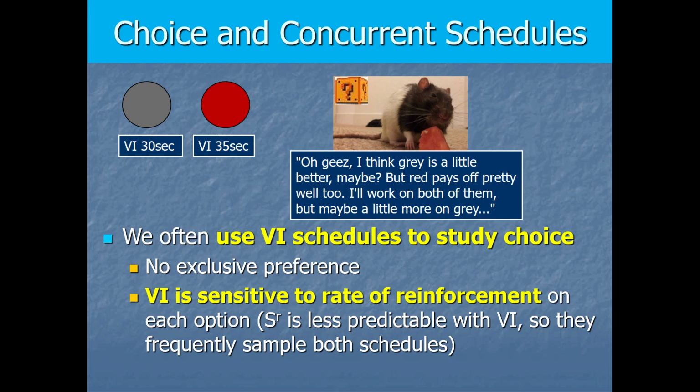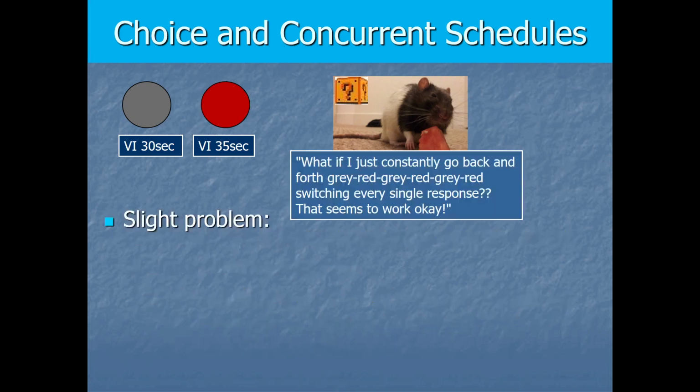But I'm going to mention one little side note at the end here. Just a methodological side note for concurrent schedules. There's a slight problem that can show up as a side effect with concurrent VI schedules when we're studying choice behavior, and that's what might happen sometimes with one of our subjects: he just ends up constantly going back and forth. Like he's literally just bouncing across the operant chamber, press the gray lever, press the red, press the gray lever, press the red, back and forth, switching on every single response. That sometimes can happen.